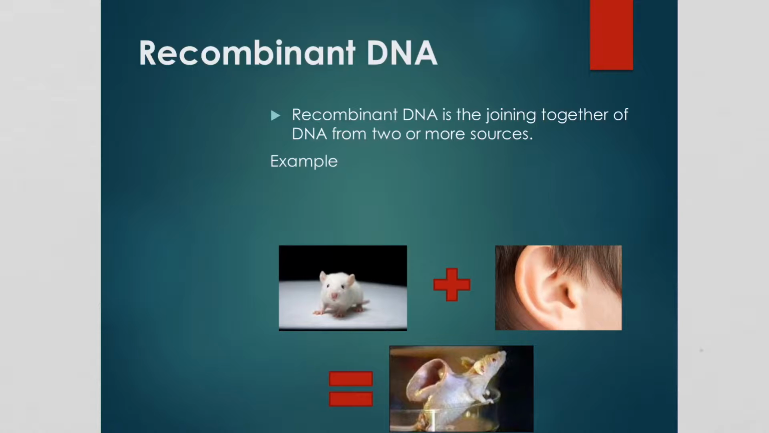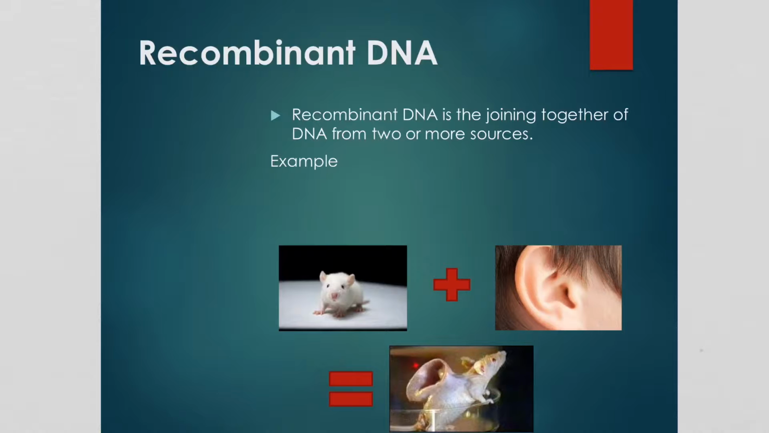Some scientists took the DNA from humans that codes for the human ear, and they inserted that DNA into the DNA of a mouse. And they produced that mouse baby, and that mouse grew a human ear on its back. And this is a real, true example. This is a real mouse. This isn't a fake picture. This has really been done. So they were able to combine the DNA of humans with the DNA in the mouse.